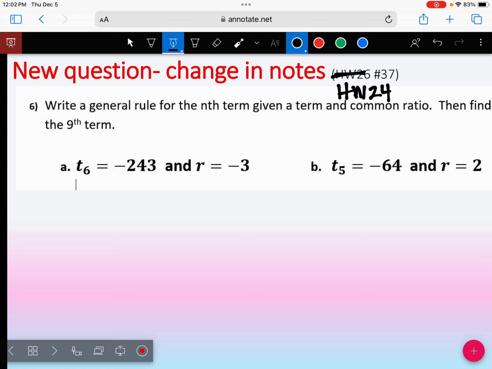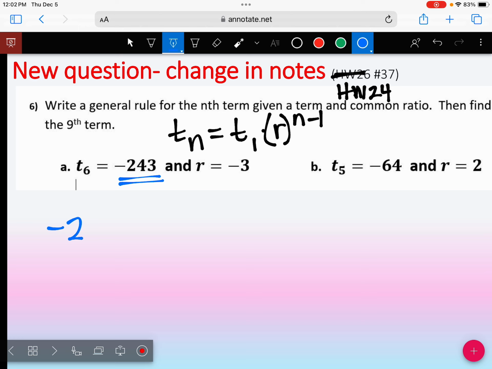So we need to know the first term and the ratio. They gave us the ratio. And we need to use the information they gave us to find the first term. So T sub n is the number. That would be negative 243. That's going to equal the first term times the common ratio, which is negative 3.